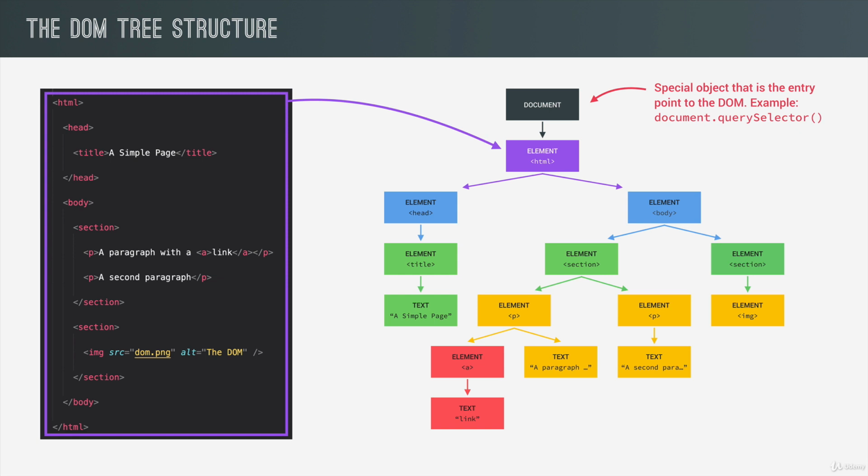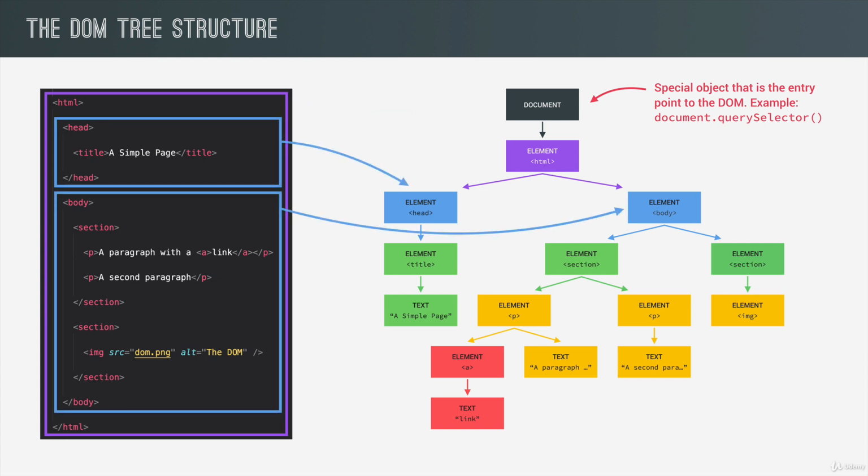Alright, then the first child element of document is usually the HTML element, because that's usually the root element in all HTML documents. Next, HTML usually has two child elements, head and body. And so of course, you can also find them here in the DOM tree. In the HTML, they are adjacent elements, and so they are siblings in our DOM as well.